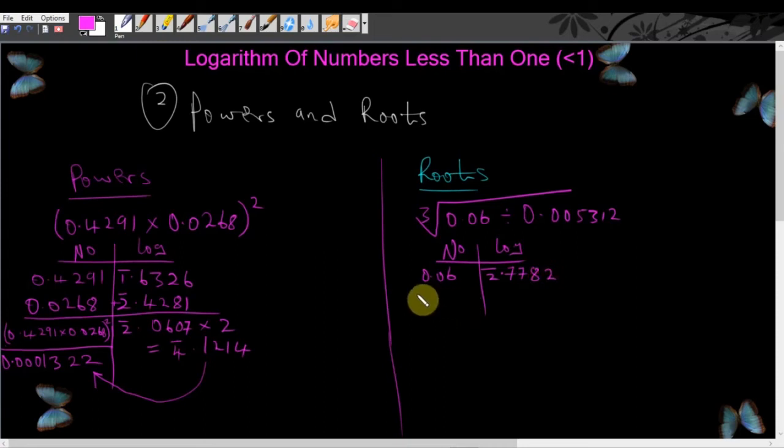Write down the other one, 0.005312. The characteristics is bar 3. Write down the mantiza to complete the logarithm. You are having 7253. Let's extend this 9 downward. Remember, it's division, so you are having subtraction. If you subtract this from this, you're going to have 9 here, 2 here, 5 here, 0 here, and 1 here. The decimal comes down.